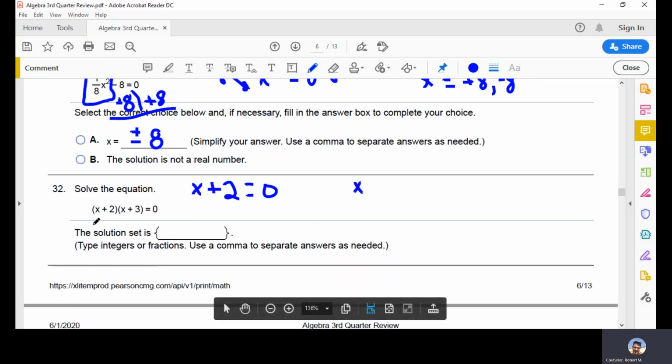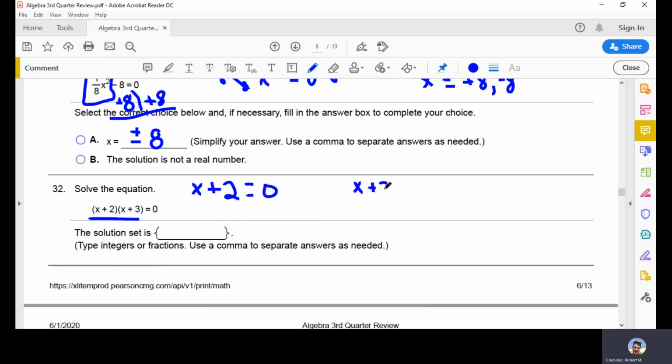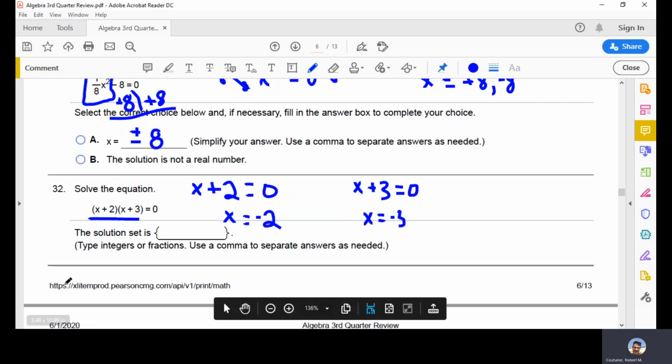So you can take these two binomials, split them apart, and set each one equal to 0. And then solve each of these little itty-bitty one-step equations. Subtract 2 from both sides, so x equals -2. Subtract 3 from both sides, so x equals -3. And so what is the solution set?